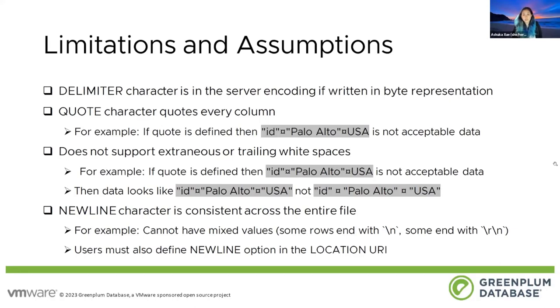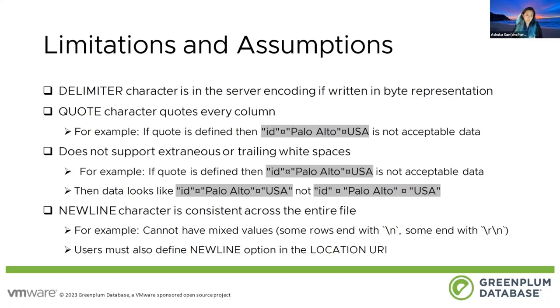So what are the limitations and assumptions? As I mentioned in the demo, the delimiter character, if you choose to write it in byte representation, must be written in the server encoding. A couple other limitations that we have is that the quote character, if you choose to define it, must quote every column. We also currently do not support extraneous or trailing white spaces, so if quote is defined, then you cannot have spaces between the quote value and the delimiter value. You cannot have spaces between the delimiter value and the new line character, for example.